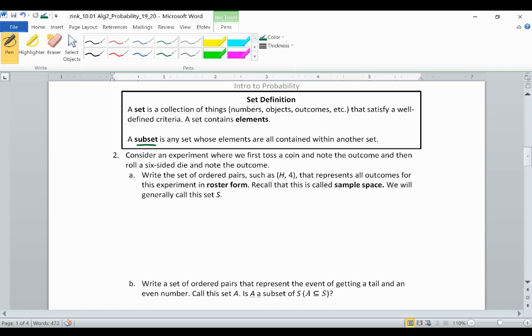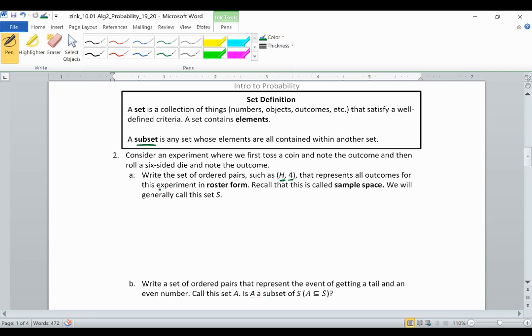Number 2, consider an experiment where we first toss a coin and note the outcome, and then we roll a 6-sided die and note the outcome again. Part A says write the set of ordered pairs such as H4, meaning first I flipped the coin, I got heads, and then I rolled the die and I got a 4. By the way, die is singular, dice is plural.